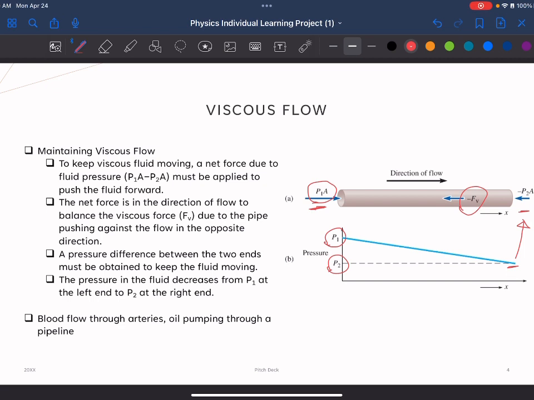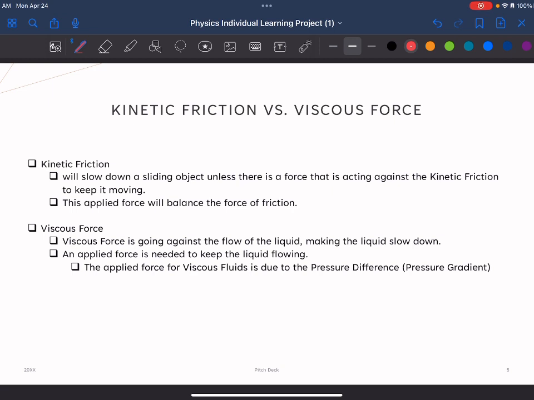We see this in real life with blood pumping through our arteries and oil going through a pipeline. So we have kinetic friction versus viscous force. Kinetic friction will slow down an object unless there is a force acting against it, like if you were to push a heavy box to keep it moving. You need that applied force to keep it moving.